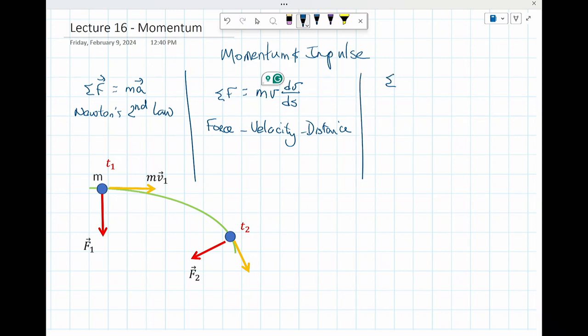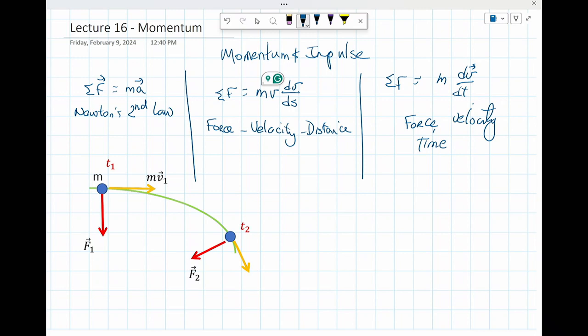Finally, you have sum of forces equals m dv dt. And here, these are force, velocity, time questions. So you'll be given something like a 20 Newton force is applied for 0.06 seconds. What is the final velocity of the mass?